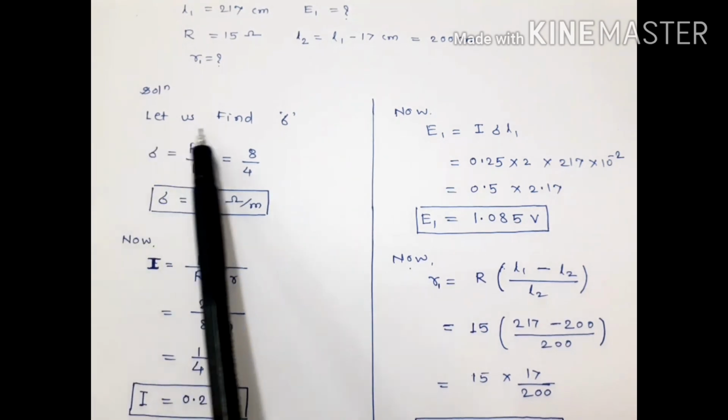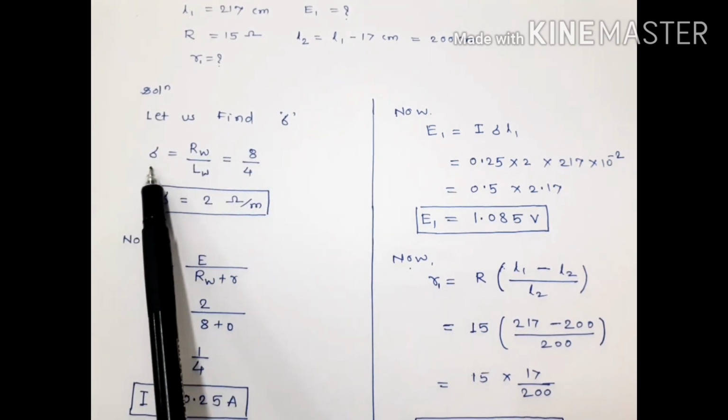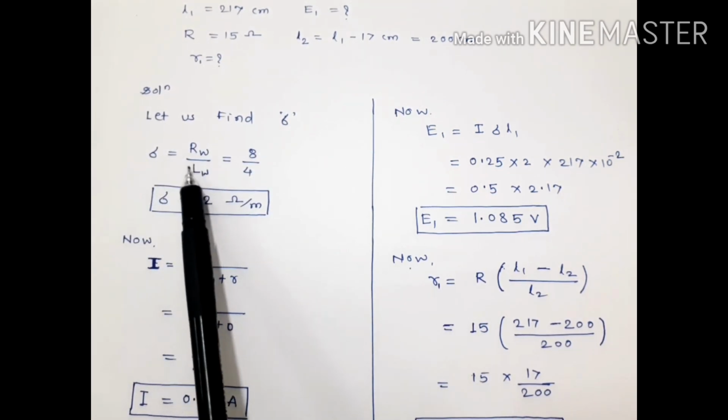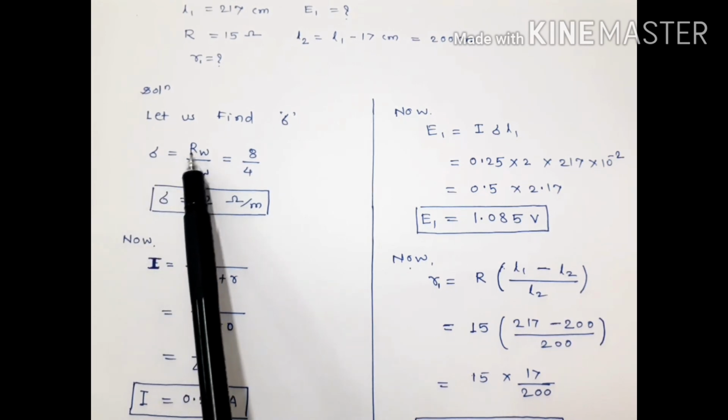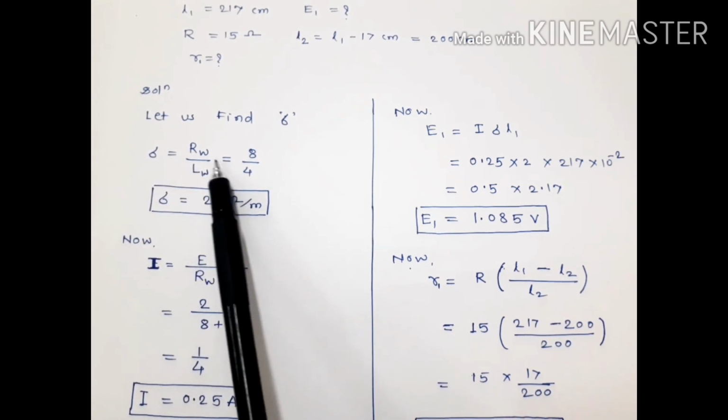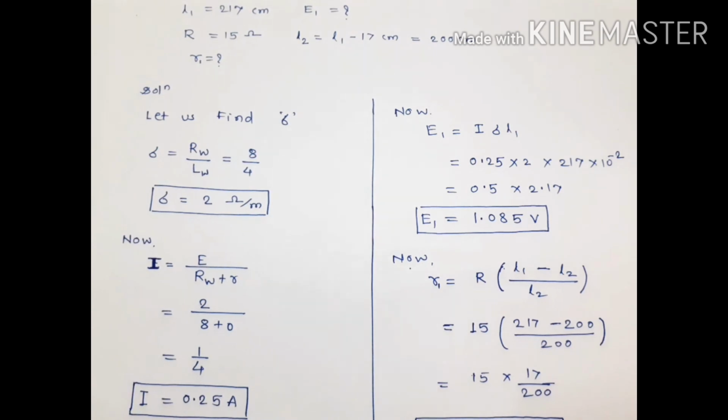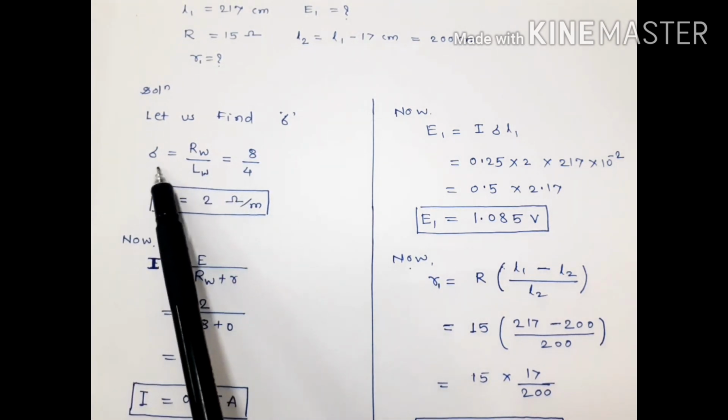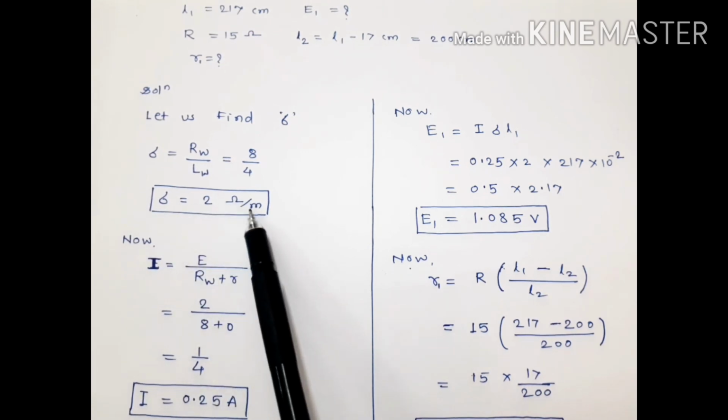In the solution, first of all find sigma. Sigma means resistance per unit length of the wire. Sigma is equal to Rw divided by Lw. By putting the values of all the physical quantities, we get sigma is equal to 8 divided by 4, therefore sigma is equal to 2 ohm per meter.